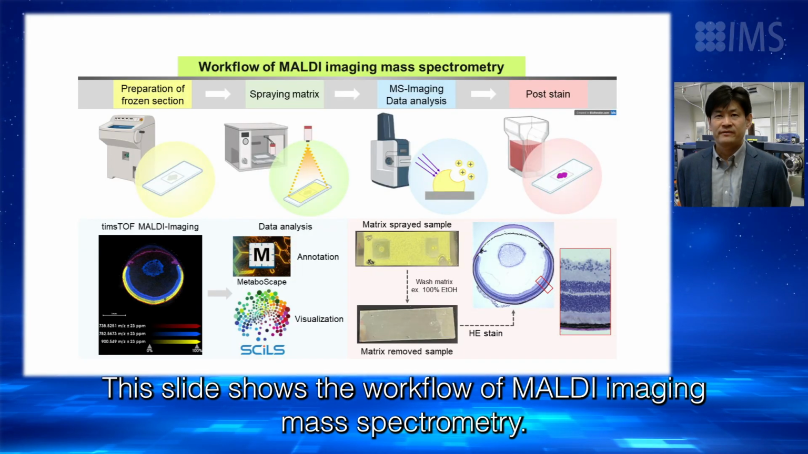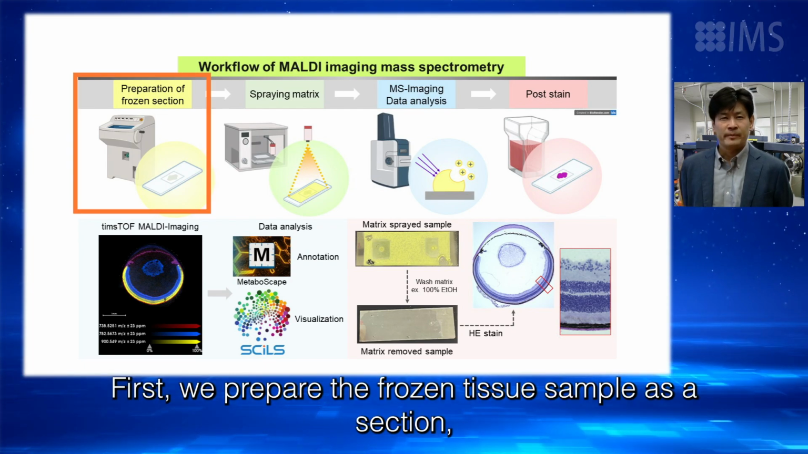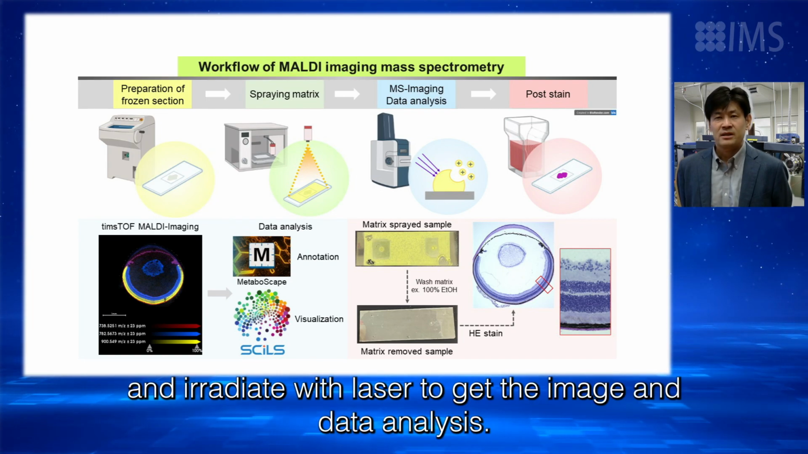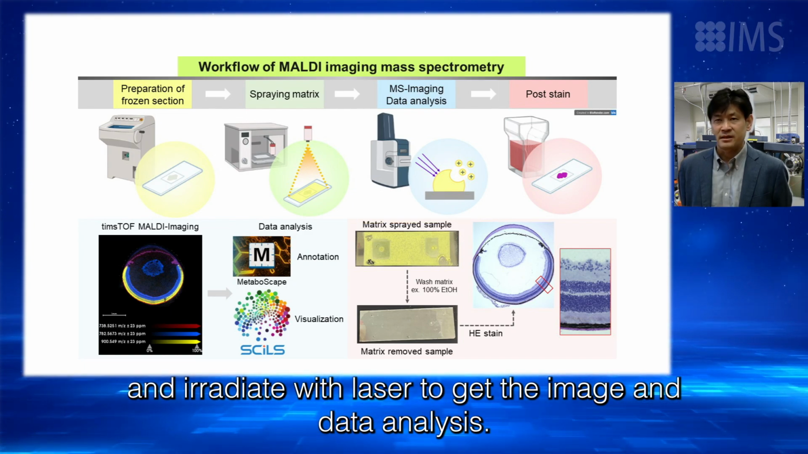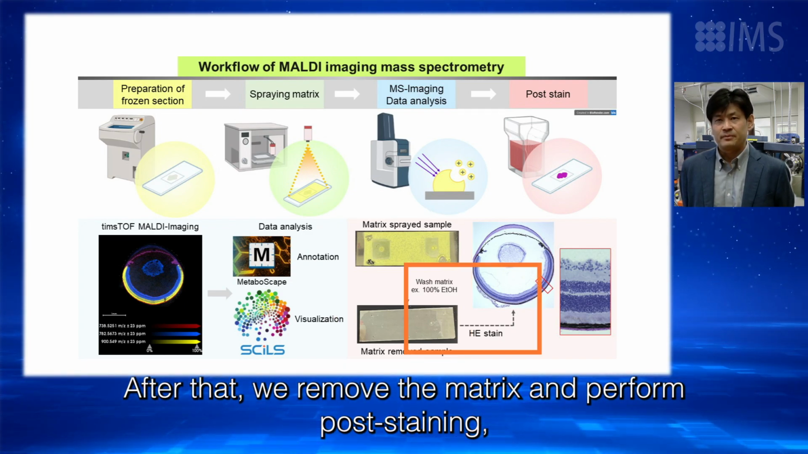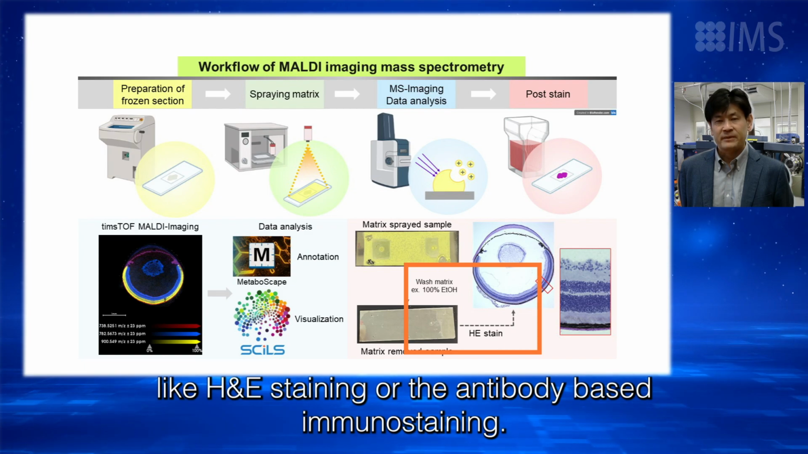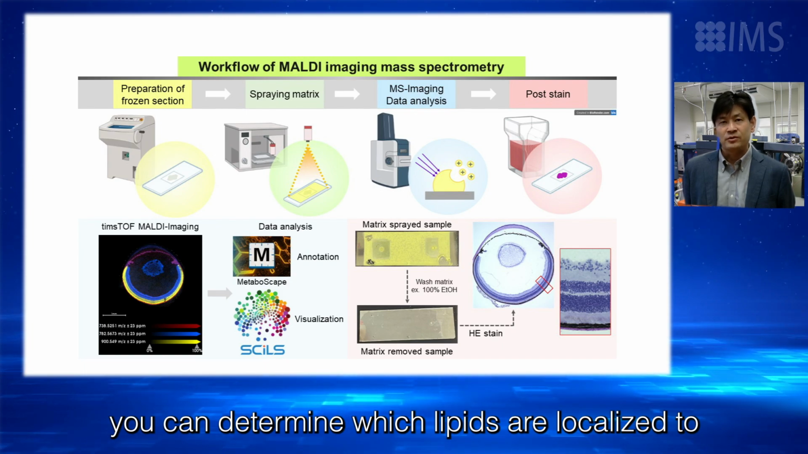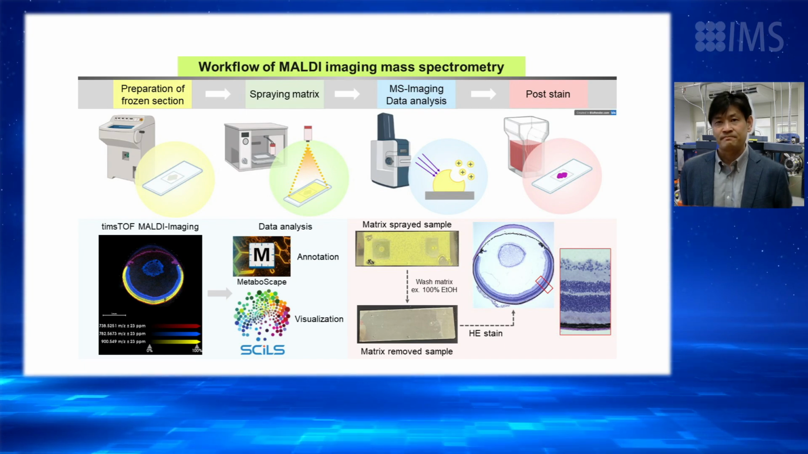This slide shows the workflow of MALDI imaging mass spectrometry. First, you need to prepare a frozen tissue sample as a section, and then spray matrix and irradiate a laser to get the imaging and data analysis. After that, remove the matrix and perform post-staining, like HE staining or antibody-based immunostaining. By doing that, you can address which lipids are localized to which cell type of which layer of tissues by using the same tissue section.